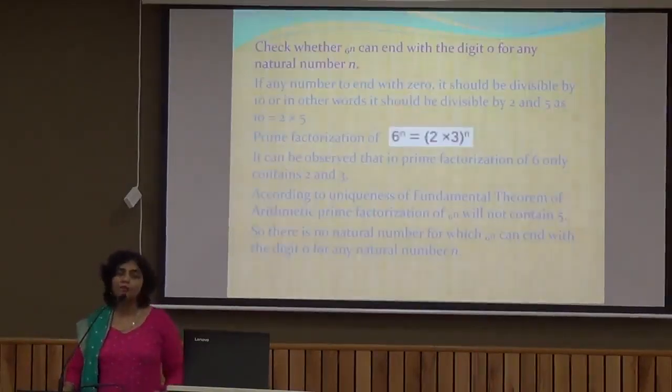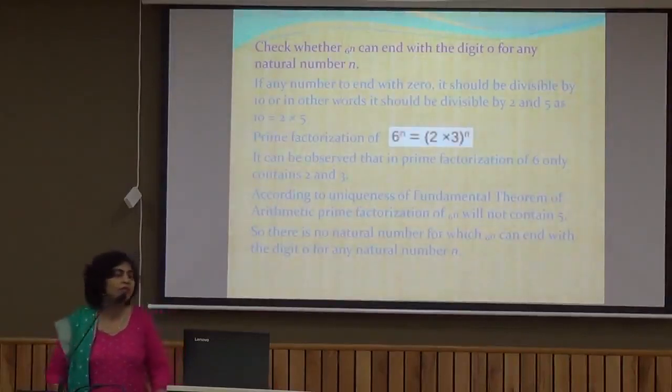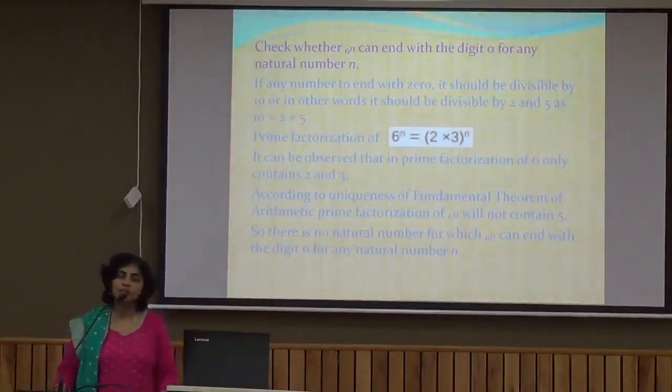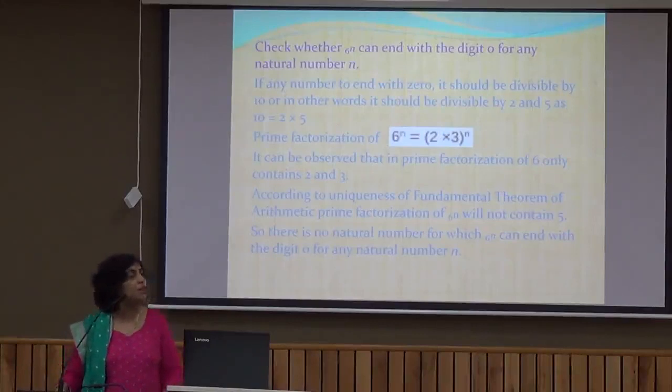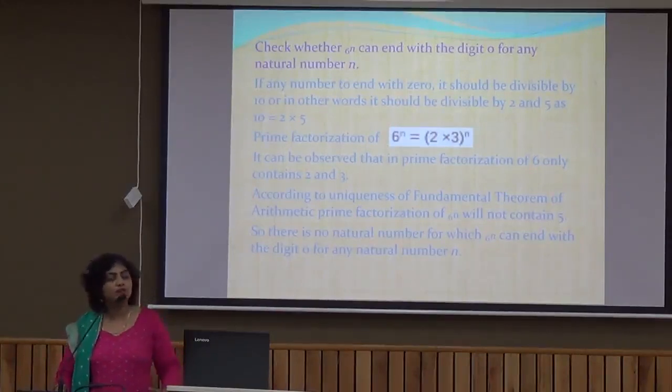Now with the help of the fundamental theorem of arithmetic, let us see whether 6 raised to power n can end with the digit 0 for any natural number n. For any natural number to end with 0, it should have 10 as a factor, and 10 contains the prime factors 2 and 5. That means a number which ends with 0 must have 2 and 5 as prime factors.